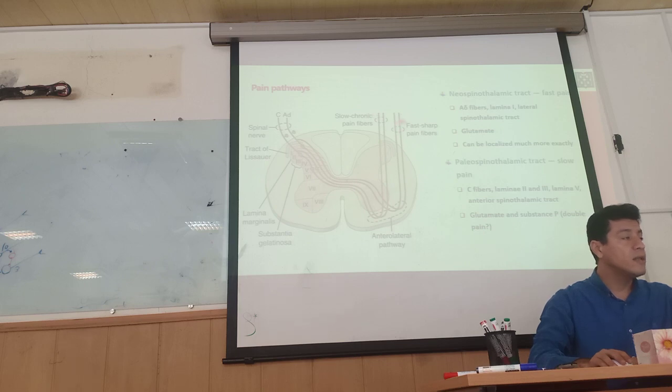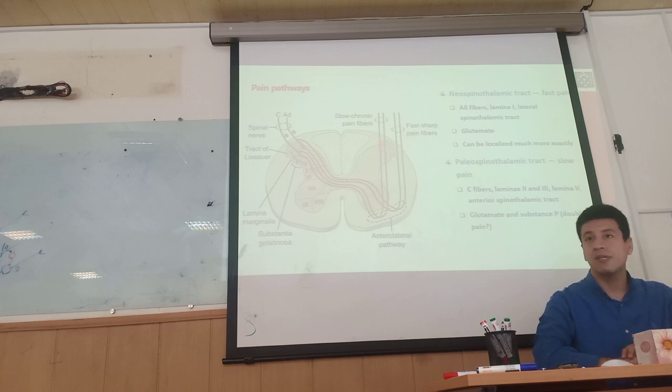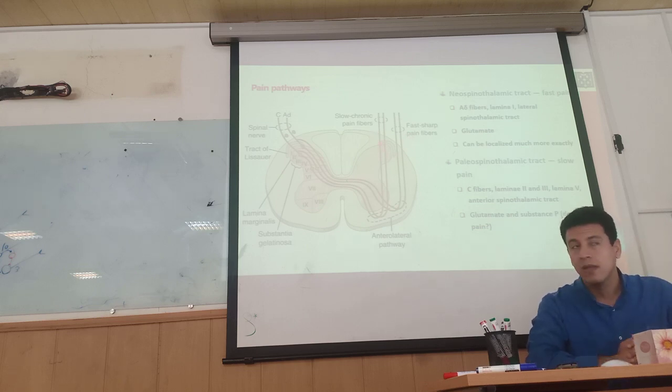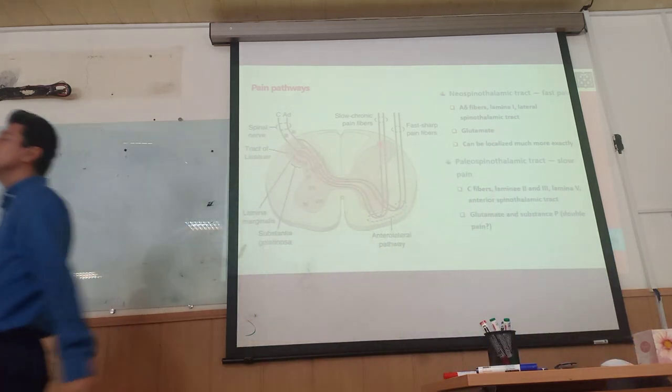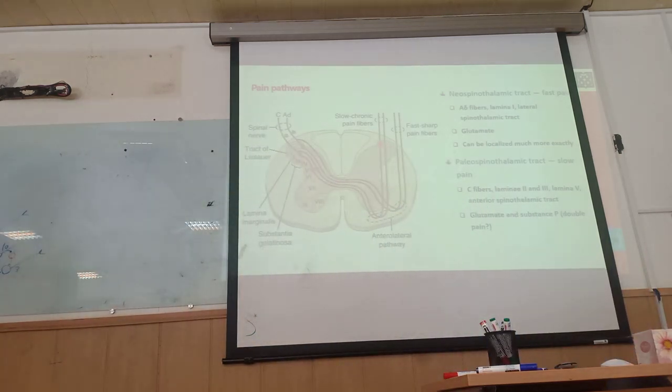This one is called neo-spinothalamic tract, neo-spinothalamic. This one is called paleo-spinothalamic tract. So neo-spinothalamic tract is for fast pain. Paleo-spinothalamic tract is for slow pain. So we have dual pathways for transmission of pain signals in the brain. Right?